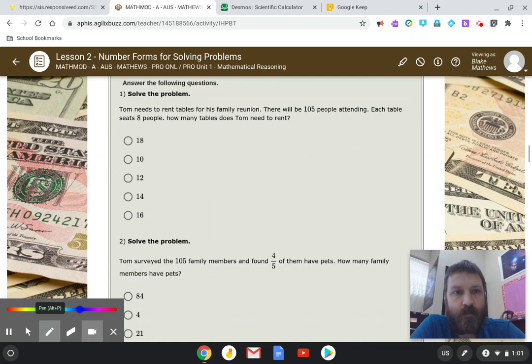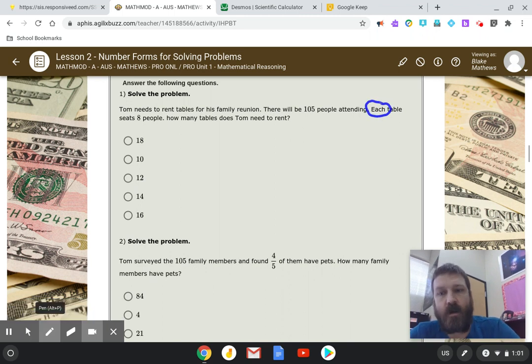So first problem, Tom needs to rent tables for a family reunion. There will be 105 people attending. Each table seats 8 people. How many does he need to rent? The key word here is each. Whenever you see each, you're going to be dividing. So you need to be dividing the number of people by the number of seats at each table, and that will get you the answer.